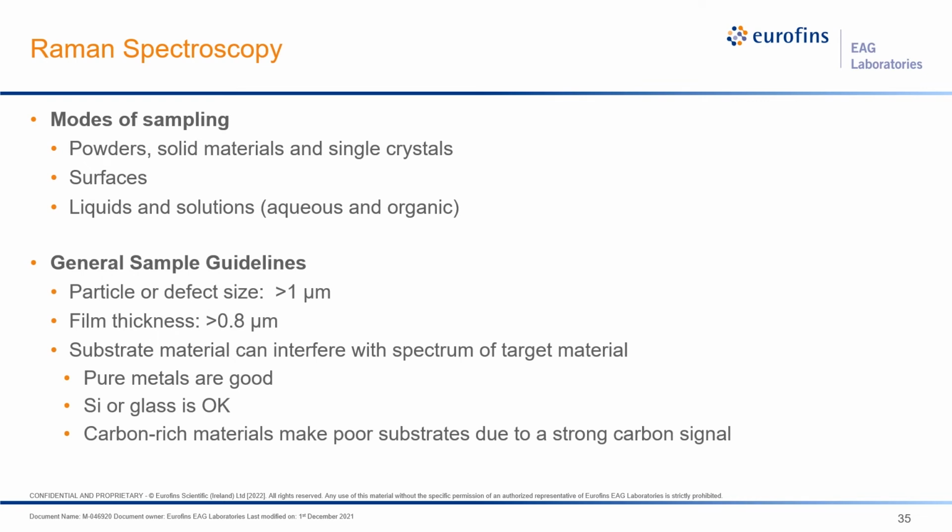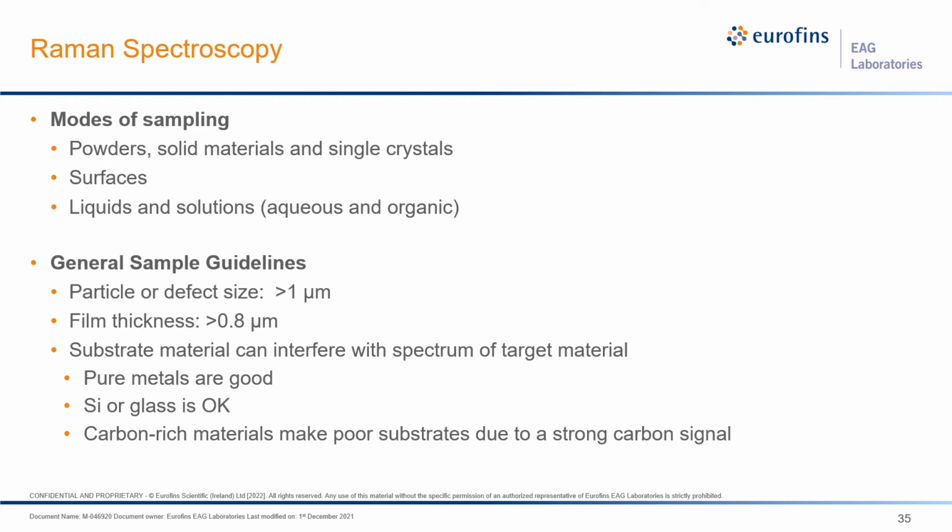So how do we do Raman? Just like with FTIR, we can look at powders, solids, single crystals, all kinds of materials. We can also look at surfaces, liquids, solutions, and so on. The main difference between Raman and FTIR sampling is that you can essentially look at the sample directly with Raman, so you don't have to move it to any particular substrate. And you should be able to analyze it. In addition, we can look at film thicknesses that are more than about 1/8 of a micron.